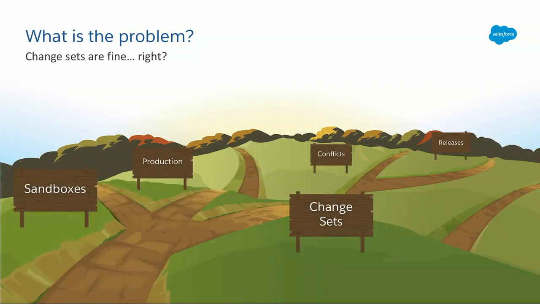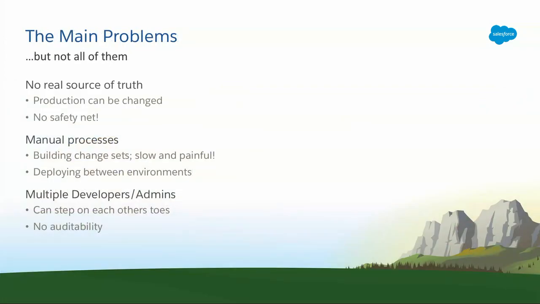So what's the problem that we're trying to solve with continuous integration? Changesets are fine, right? We've used them for years. We've all been able to push code to production. So what's the drama? Well, if you've ever used Changesets, you know there are a few problems.